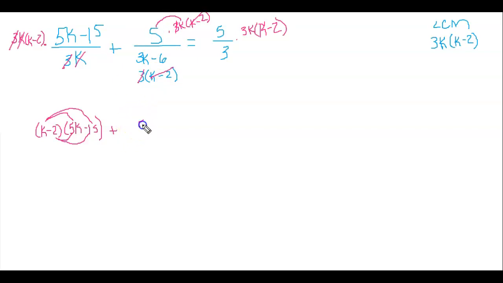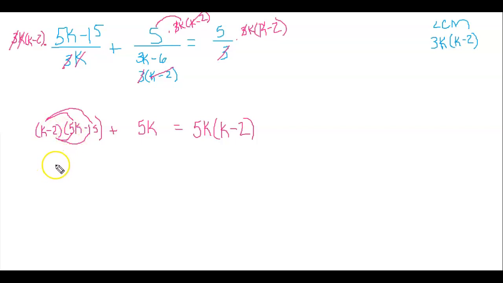So 5 times k is 5k. And over here, my 3 is going to cancel, but I'm left with 5k and k minus 2. So I do need to clean up a little bit. I have gotten rid of my denominators, though. I'm down to some kind of polynomial, so let's multiply this out and see what we end up with.